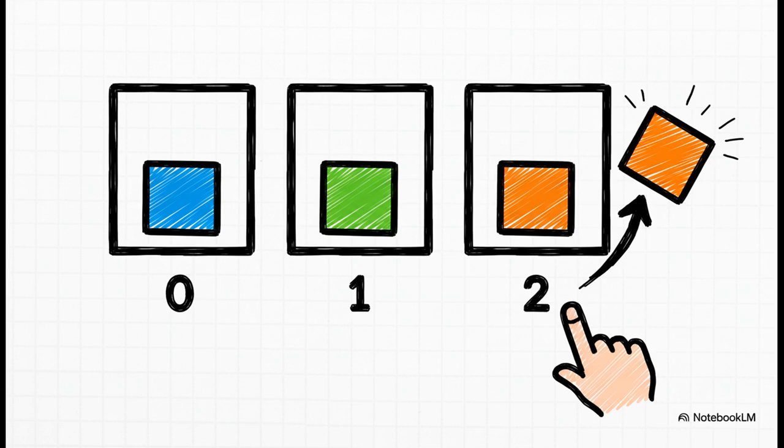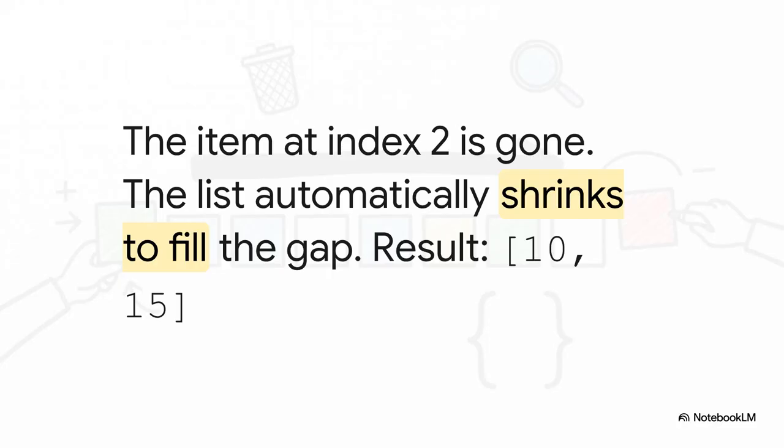So here, we're just popping out whatever's sitting at index 2. And there you have it. The item at index 2 is gone, and the list just closes up the gap. So pop is perfect for when you care more about the position of an item than what it is, or especially when you need to remove something and immediately do something else with it.